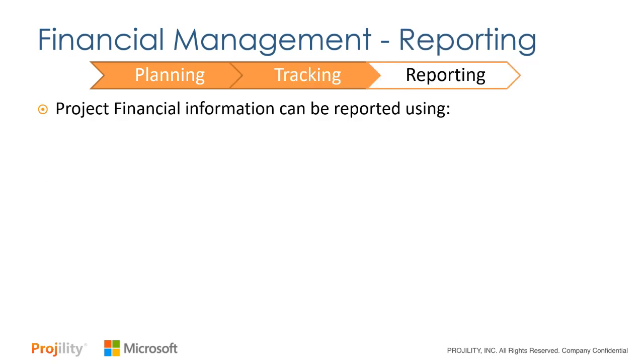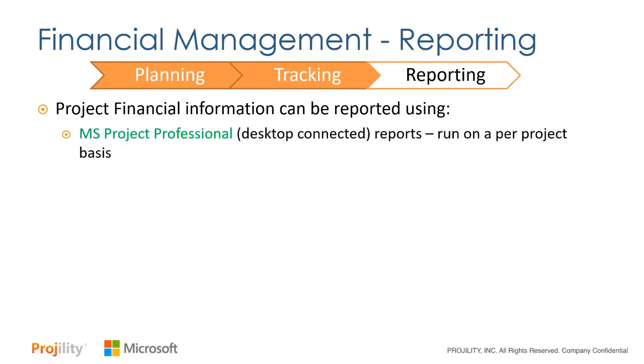So, throughout the life cycle, as we mentioned, we are doing reporting, and project financial information can be reported in multiple ways using multiple tools. The first of those, and the most basic one, is using Microsoft Project Professional on your desktop when you're running reports. You do it on a one project by one project basis. So I've got a project schedule open, I'm tracking my resources and my work and my costs all in one place. Then I can run reports based off the desktop client. That's one popular way to do it.